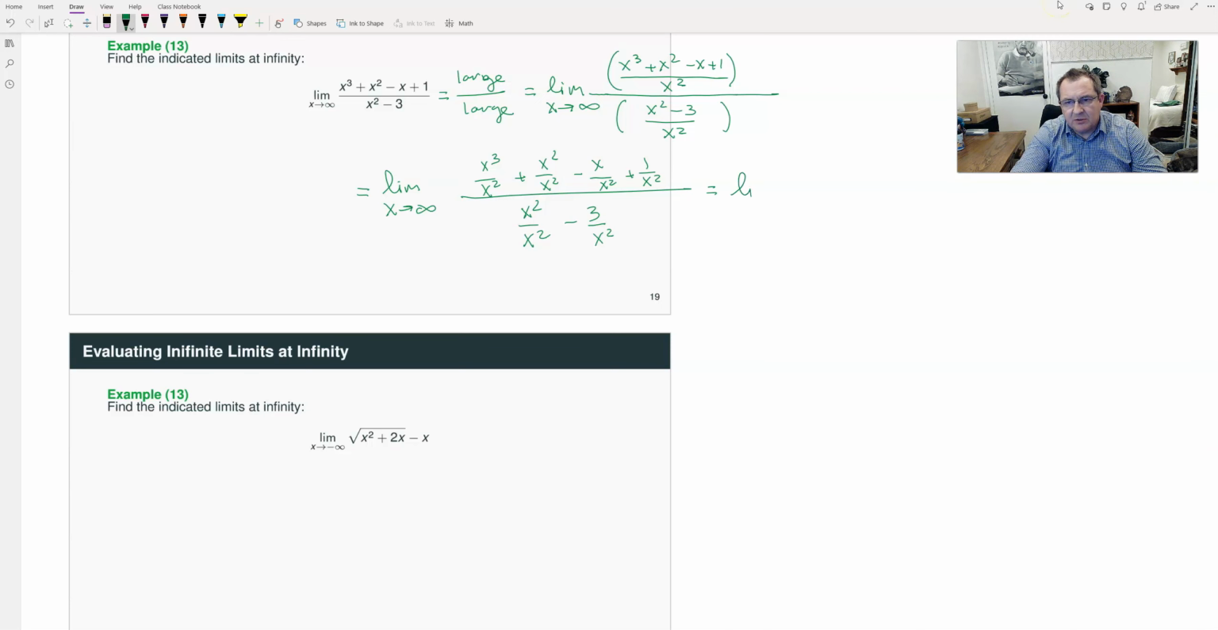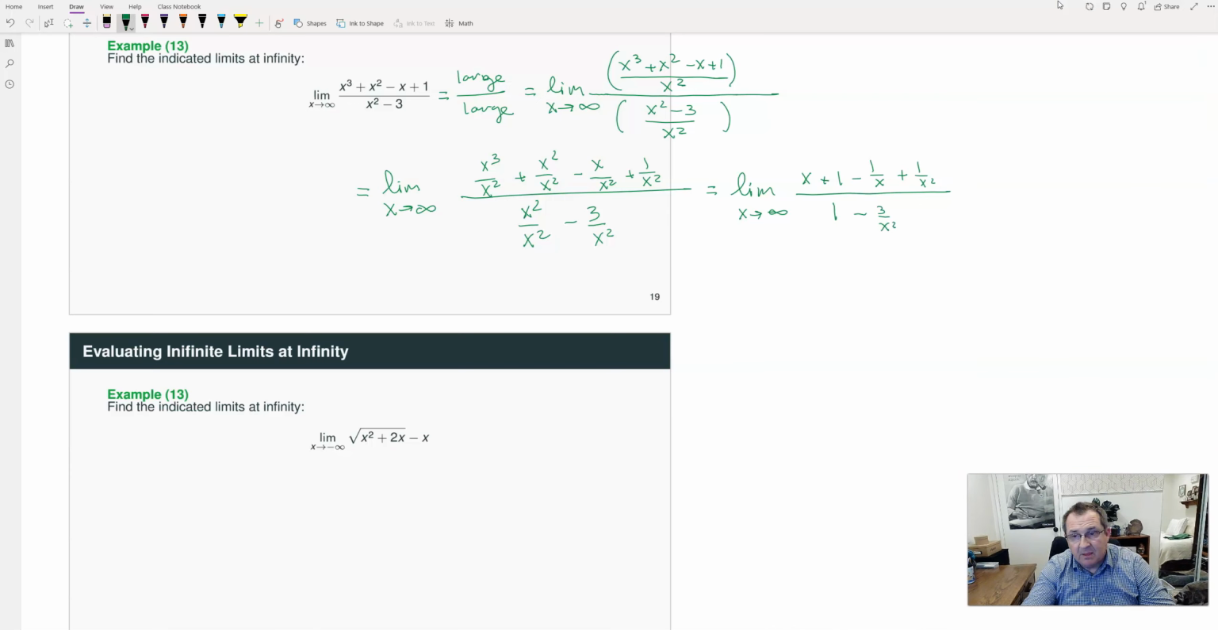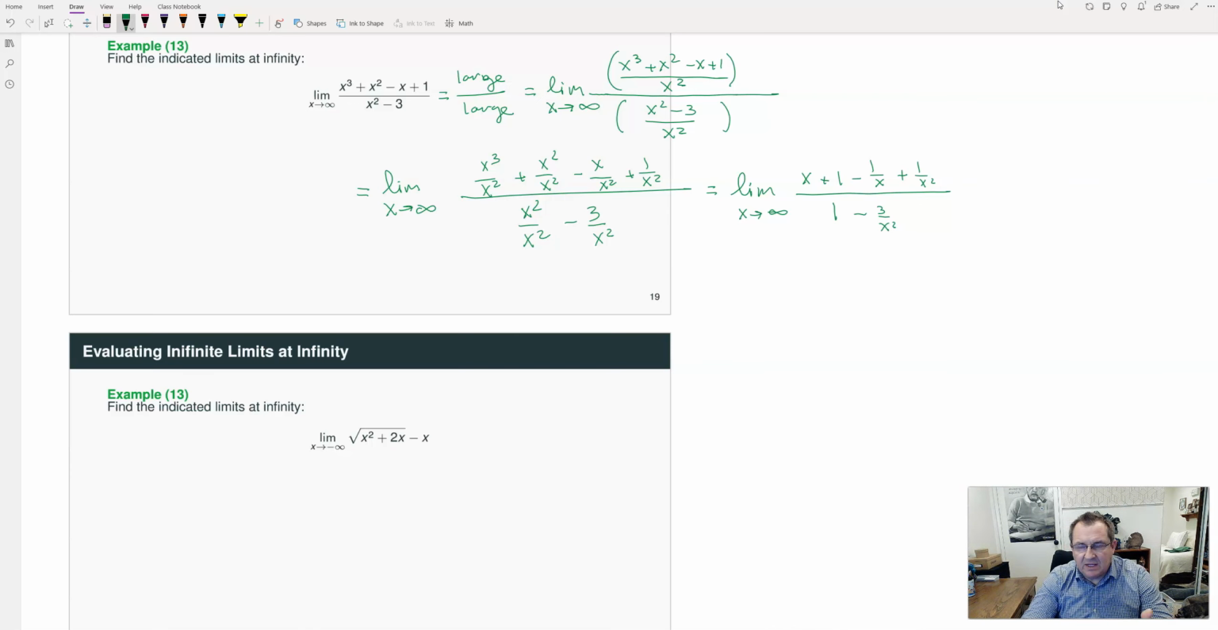Let me rewrite the expression again. Limit as x approaches infinity of x cubed divided by x squared simplifies to x, x squared over x squared simplifies to 1, minus x divided by x squared simplifies to 1 over x, plus 1 over x squared, that's the numerator. And in the denominator, we'll have 1 minus 3 divided by x squared. So the analysis is almost complete. Let's take a look at what we have.